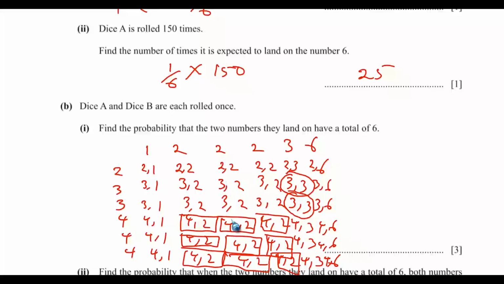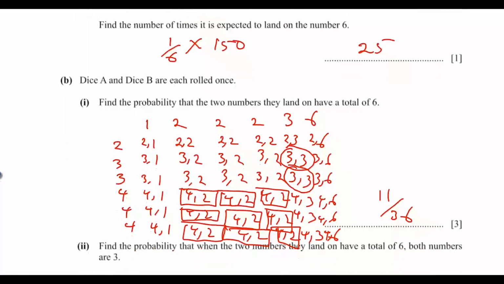So the numbers that add up to 6 are 11. So we have 11 out of the total, which is 36. So if you count 1, 2, 3, 4, 5, 6, 6 columns, 1, 2, 3, 4, 5, 6, 6 rows, that would be 6 times 6, that would be 36. Okay, let's go to the Roman figure 2.